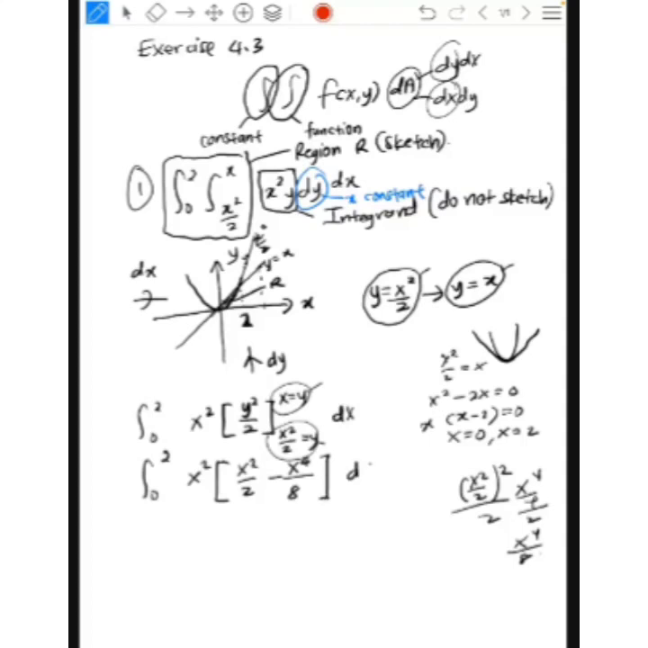Okay, so this one you can multiply. Okay, before you do anything. Okay, before you integrate for x, multiply that one first. It will be x to the power of 4 over 2 minus x to the power of 6 over 8 dx.